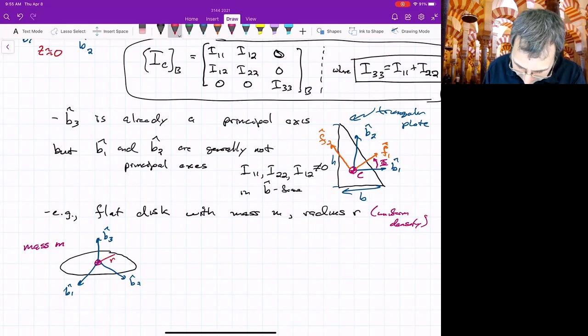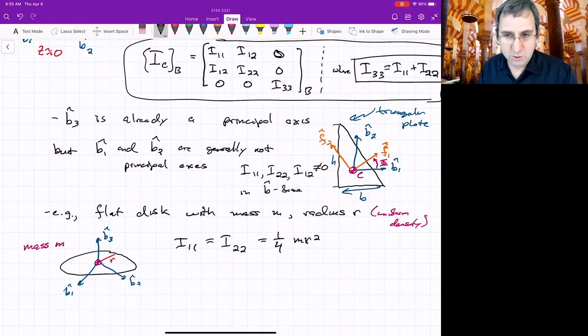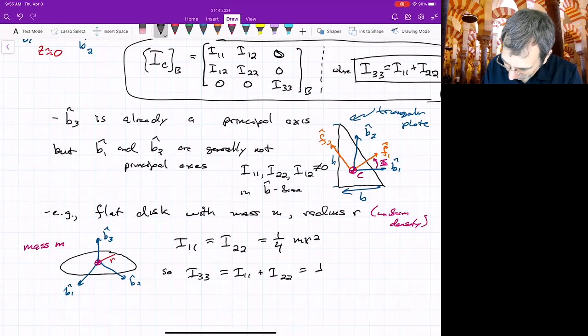Okay, so if this has mass m, radius r, you could do the integrals, but you could also easily look it up for simple shapes. I11 equals I22, and this is 1/4 mr squared. It's the same in both due to the rotational symmetry. So I33 is the sum of those two, but they're the same. So I get 1/2 mr squared.